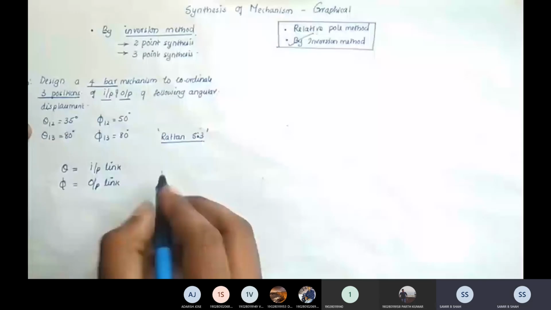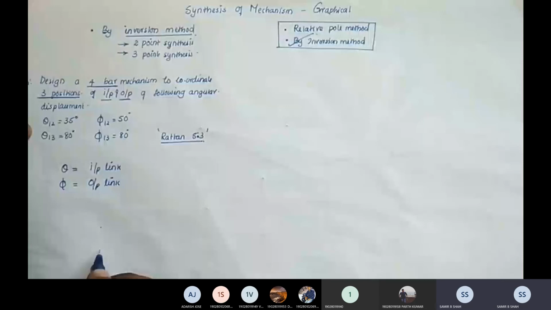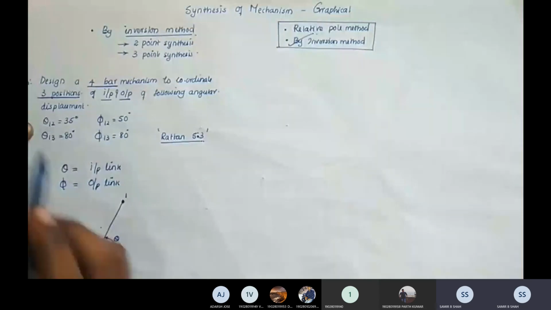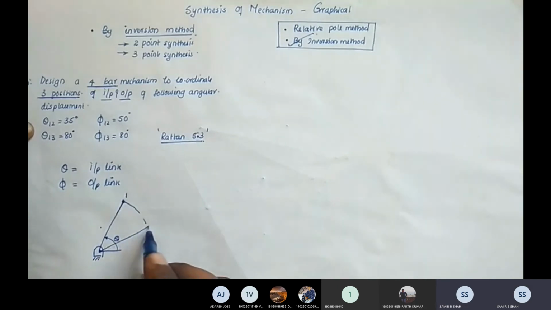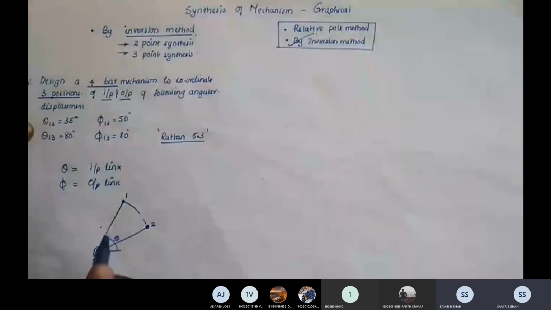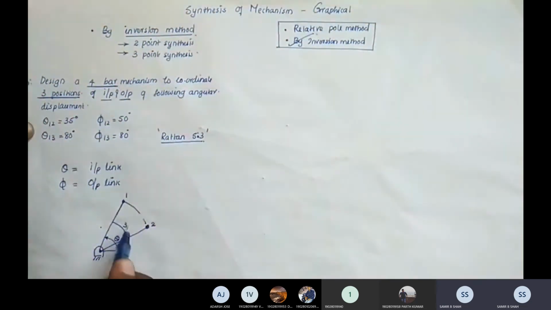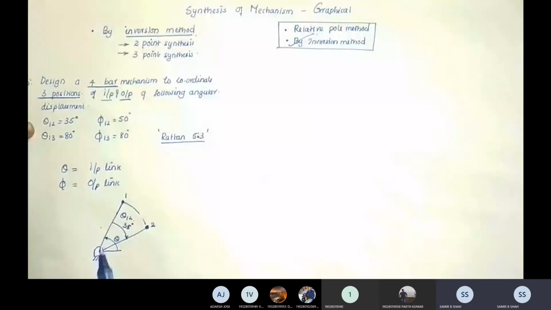Suppose I am just drawing an input link and output link. Suppose for a four bar mechanism, this may be the input link, this first position. This angle with respect to this horizontal is theta. This theta 1 to 2 means, suppose this is the first position, the input link should move 35 degree in clockwise or anti-clockwise manner. If the second position is here, this is 35 degree. This is theta 1 2. This means from 1 to 2 position is 35 degree.